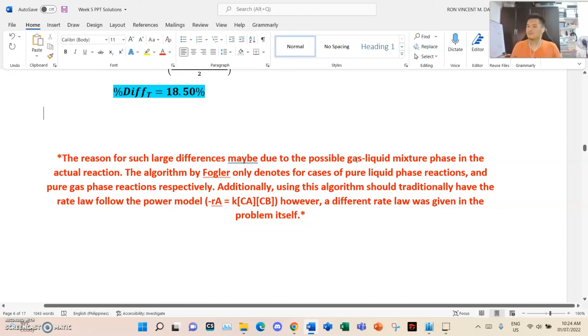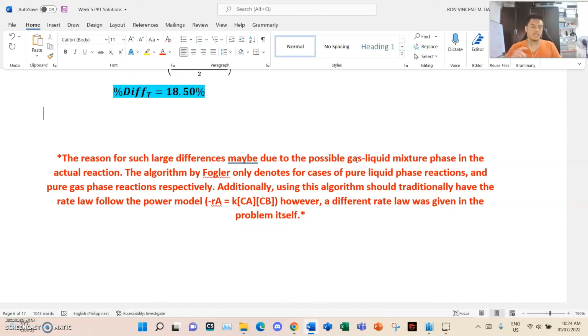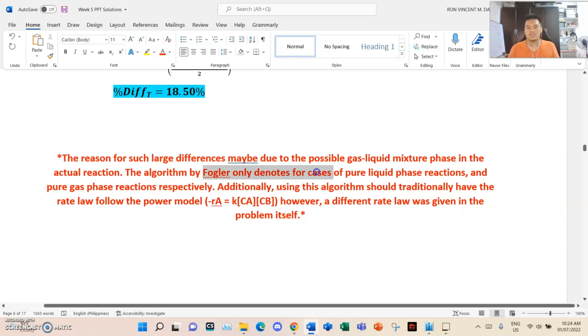In the algorithm that I showed you before, there are only two cases we were taught: purely gas phase reaction and purely liquid phase reaction. I'm not familiar with the algorithm for mixture phase components. Hence, the reason why I picked the gas phase algorithm was because ethylene oxide is in a gas phase itself. Also note that the algorithm by Fogler only covers pure liquid phase reactions and pure gas phase reactions, as I said earlier.